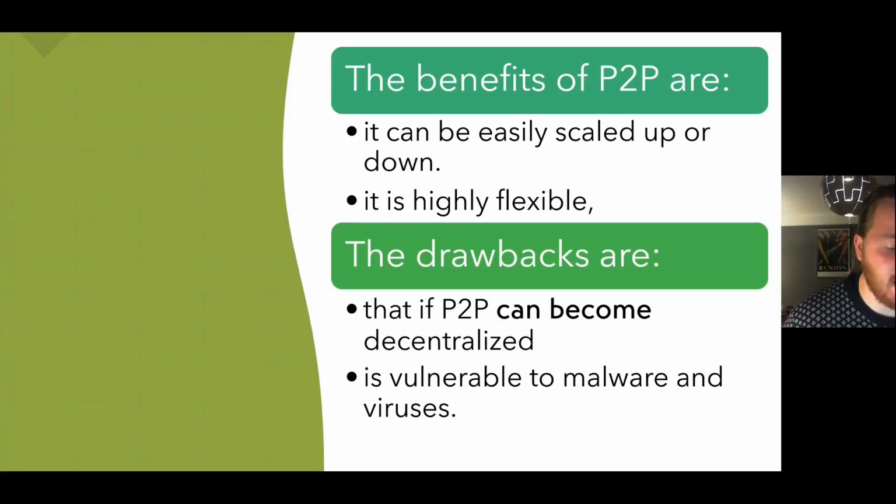The benefits of peer-to-peer are that it can easily be scaled up or down, making it appropriate for large-scale applications. In addition, it is very flexible, allowing clients to adapt to network changes. The drawbacks are that peer-to-peer suffers issues such as, if you increase the bandwidth, it can become decentralized, and it is vulnerable to malware and viruses.